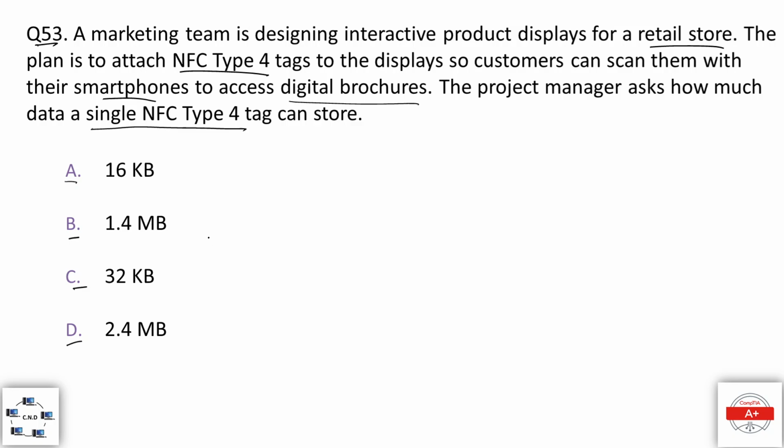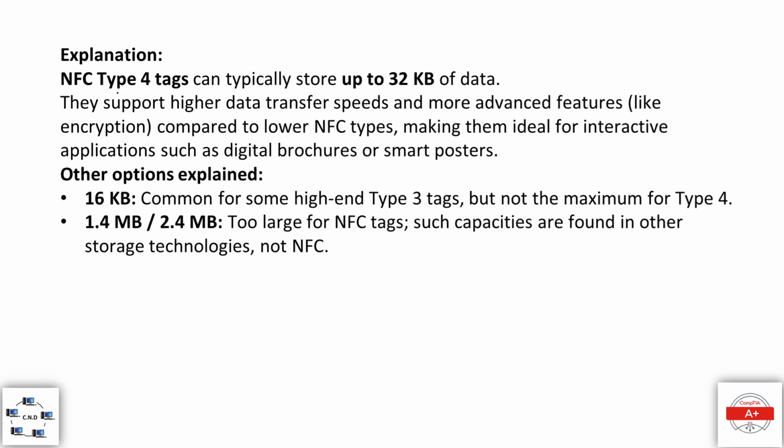And the correct option is option C, 32 KB. So NFC Type 4 can store 32 KB of data. The NFC Type 4 tags can typically store up to 32 KB of data. They support higher data transfer speed and more advanced features like encryption compared to lower NFC types, making them ideal for interactive applications such as digital brochures or smart posters.